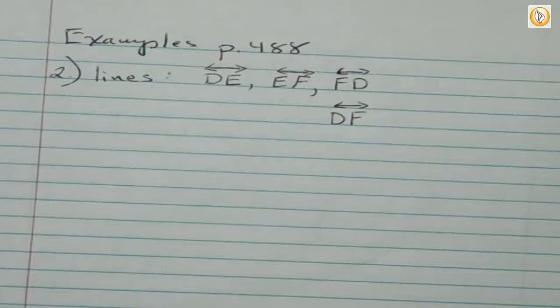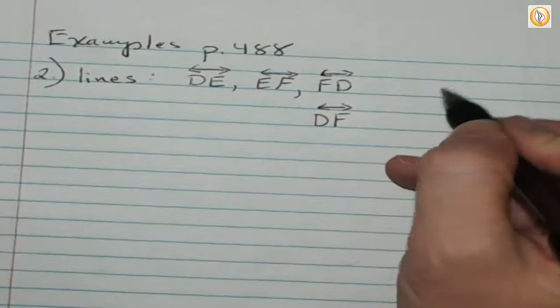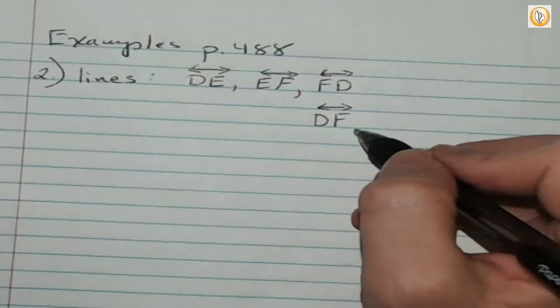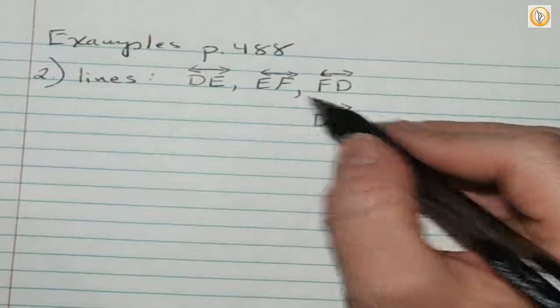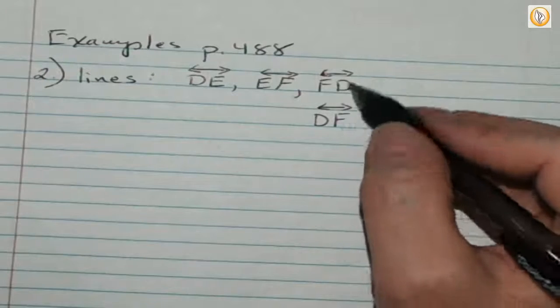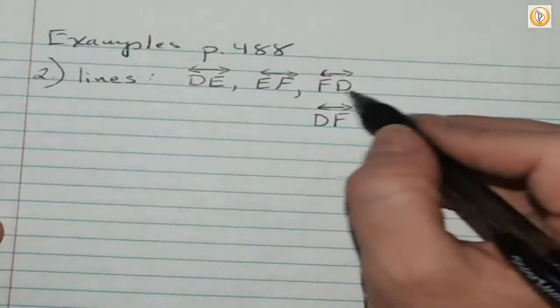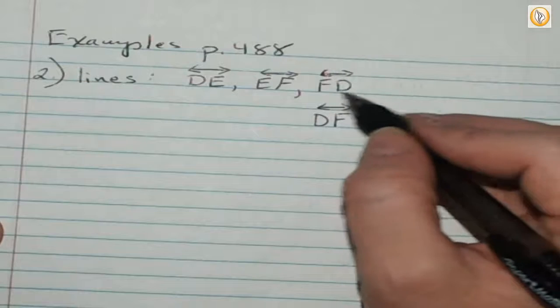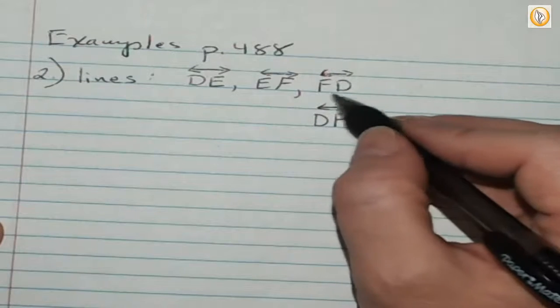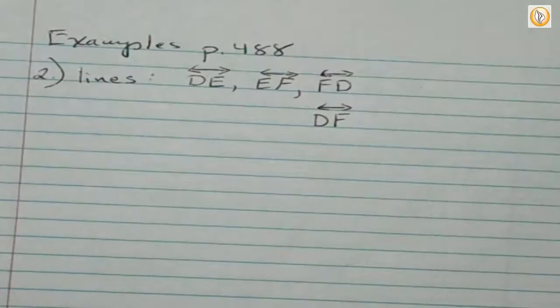So if they say, name 3 lines from this figure, if you were to tell me line FD, line DF, and line EF, that's only 2. This counts as one line. Y'all see that? But you can write it either way. It's not a ray, so the letters and their positions don't matter.